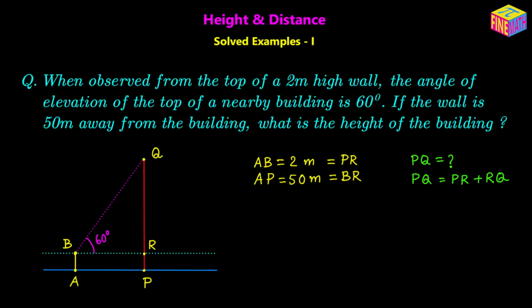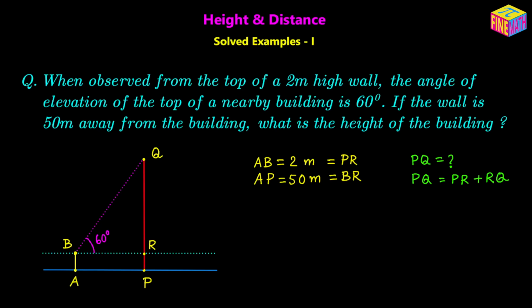And in that right triangle we know BR, which is equal to 50 meter, and also we know the angle QBR, which is 60 degree, that's the angle of elevation. So using these two pieces of information, we should be able to calculate the length of RQ. Now we have to find the length of RQ.